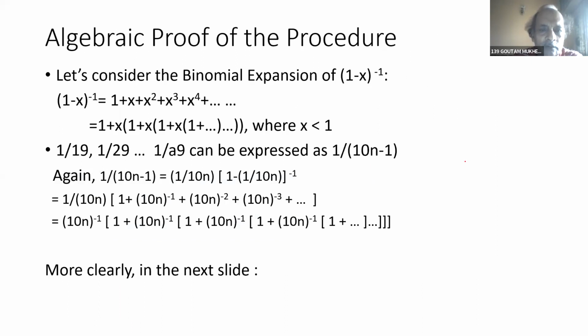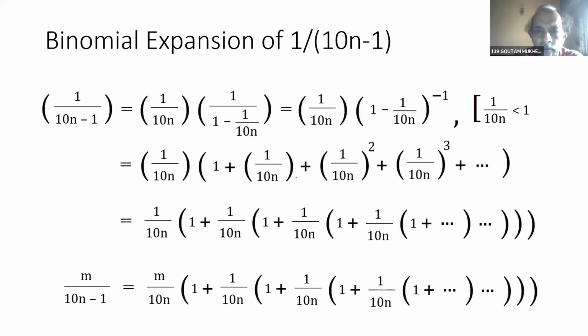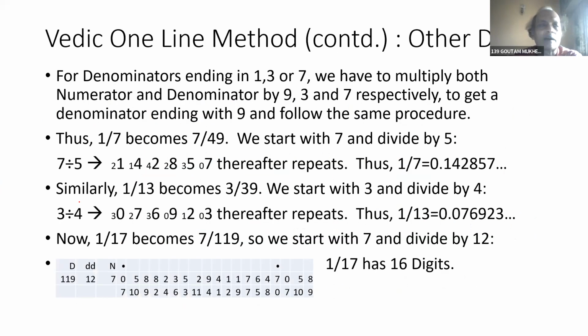Now this is the algebraic proof I told you. This is the binomial expansion of 1 minus x to the power minus 1, and we are always following this. Initially we divide by something: in the case of 19 it is 20, in the case of 29 it is 30. I divide by 2 or 3, but automatically in the background the 10 is there. After that, we just continue in the same fashion. That is it. In the case of other divisors, what did I do?